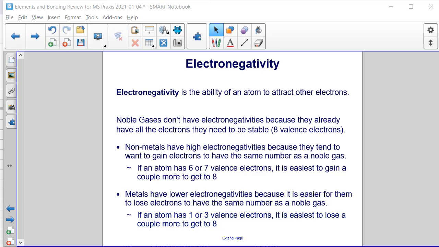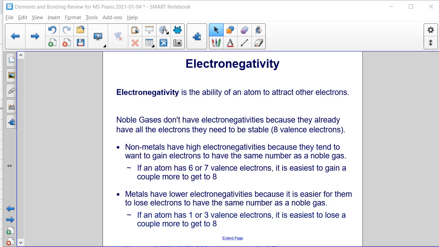Nonmetals, so those elements in the top right of the periodic table, have high electronegativities because they tend to want to gain electrons to have the same number as a noble gas. So if you think of an atom having 6 or 7 valence electrons, like an oxygen or a fluorine, it is easy to gain a couple more to get 8. So they're easily going to attract those electrons to get to 8.